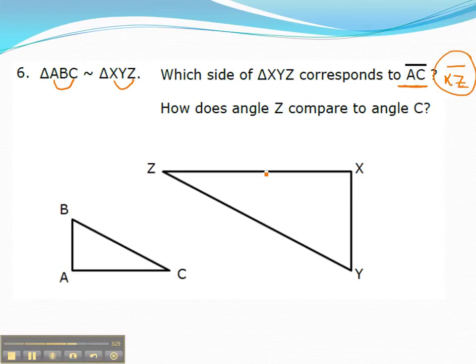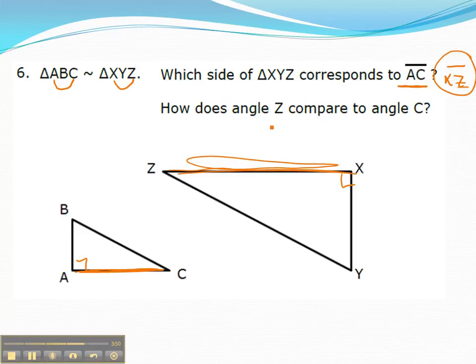Now let's look at the triangles and just make sure we agree with that. Side AC is this side, and XZ is this side. But you can see that here's our right angle. You can see that the triangle's been flipped over, or flipped around, or upside down, however you want to describe it, but those are corresponding sides.